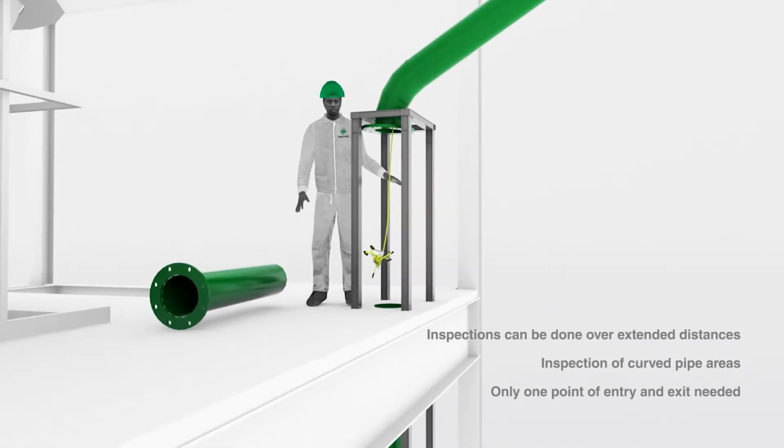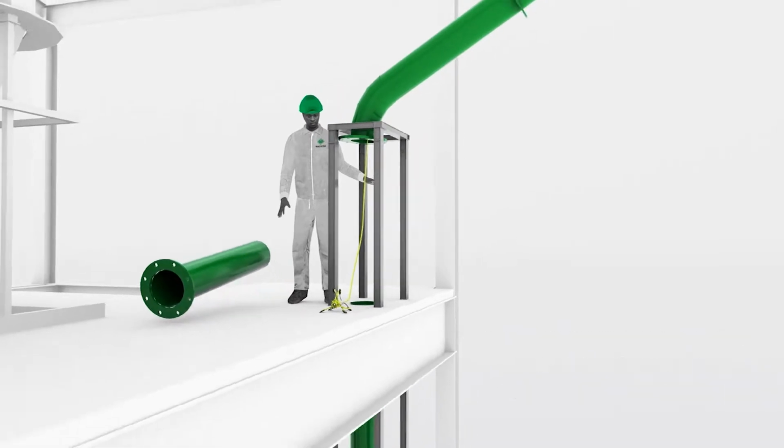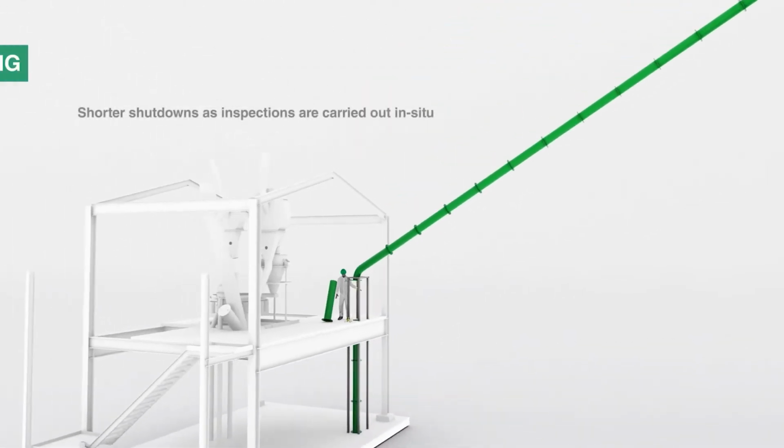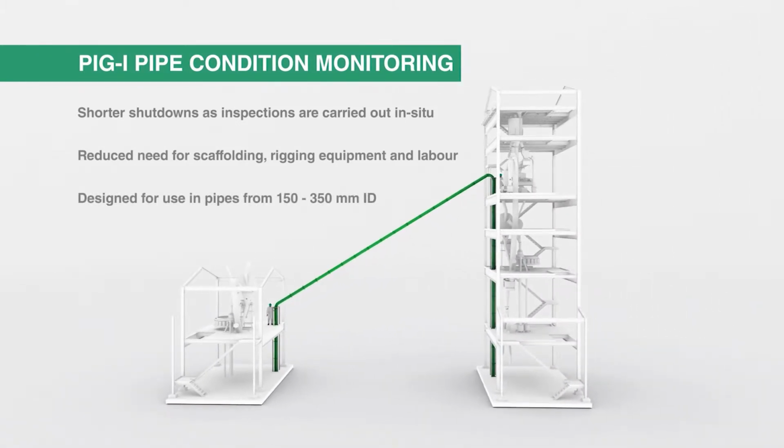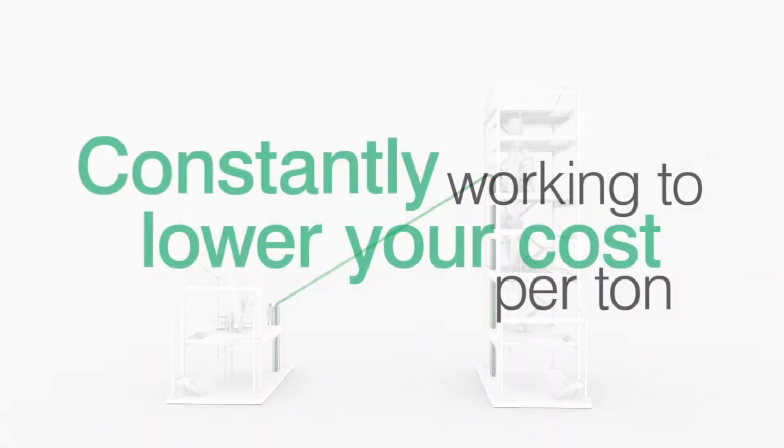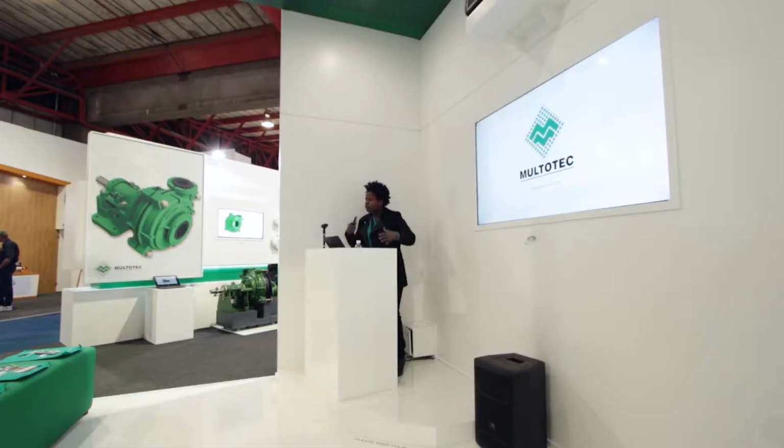So you can do this. You can inspect the pipe condition over extended distances up to about 80 meters without any break in the pipe, and that will help you. You have shorter shutdowns. You have no need for scaffolding or any of that, and it's a system that you really want to use for in situ piping systems.